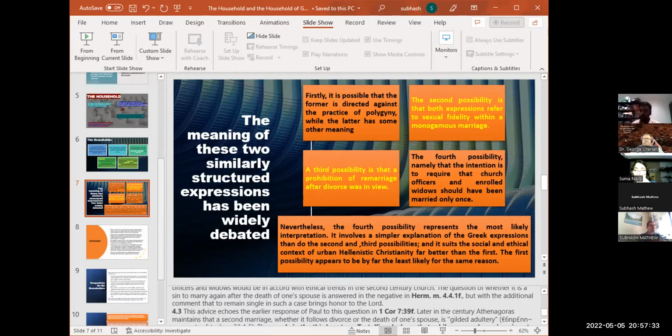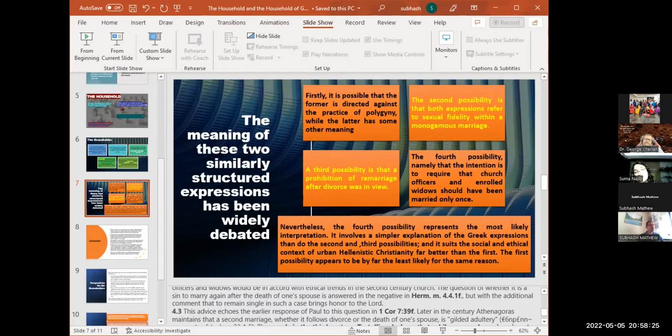So this is the conclusion. Nevertheless, the fourth possibility presents the most likely interpretation. According to this writer, it involves a simpler explanation of the Greek expression than do the second and third possibilities, and it suits the social and ethical context of urban Hellenistic Christianity far better than the first. Of course, when we represent to that community what they believe, we can't just drastically go and change things, even though there are some Jews who believe in that. So I think we can see the establishing factor and how to transition our gospel in the most effective way to the current culture and community.